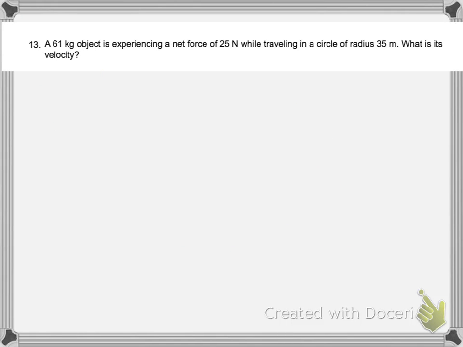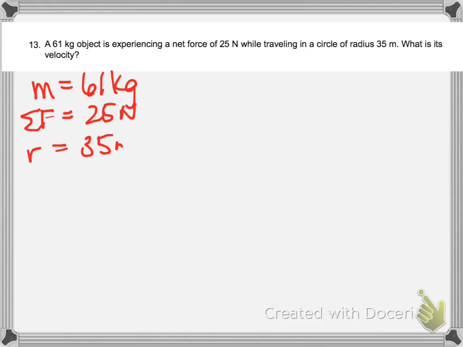Moving on to number 13, a 61 kilogram object is experiencing a net force of 25 newtons while traveling in a circular radius of 35 meters. What is its velocity? Here we know that its mass is 61 kilograms. We know that the net force is 25 newtons. We know that the radius is 35 meters, and what we're looking for is its velocity.